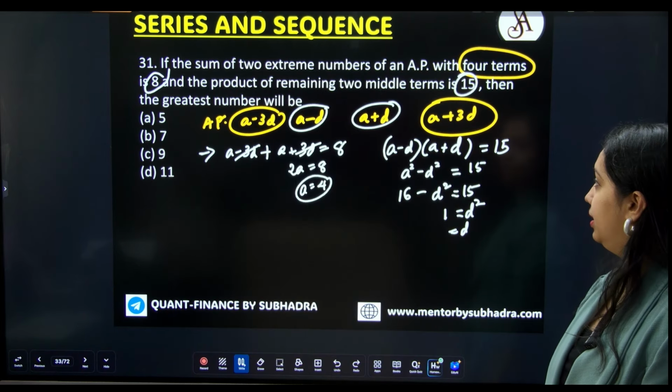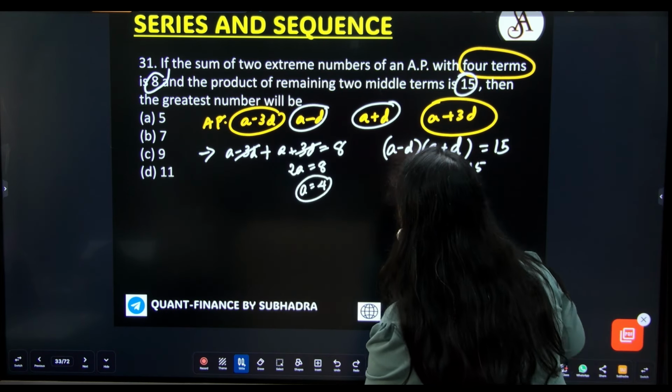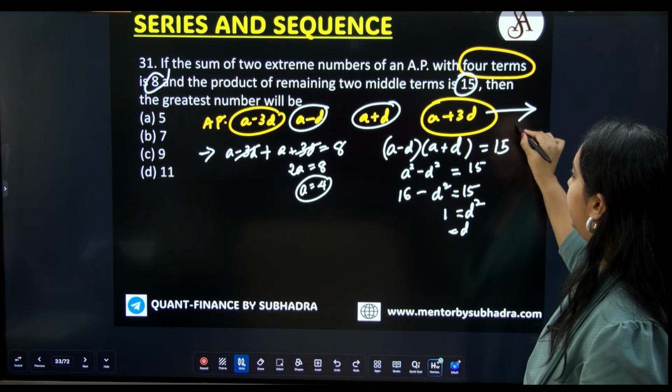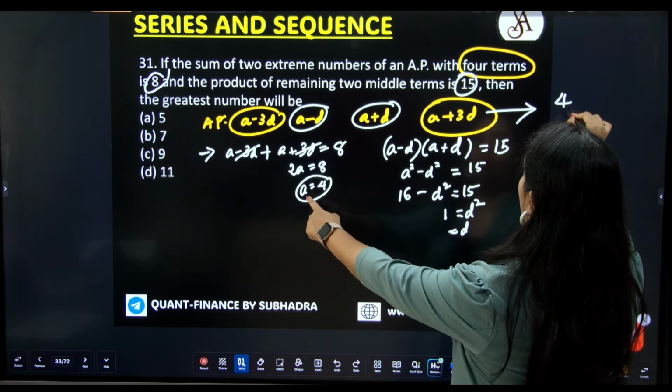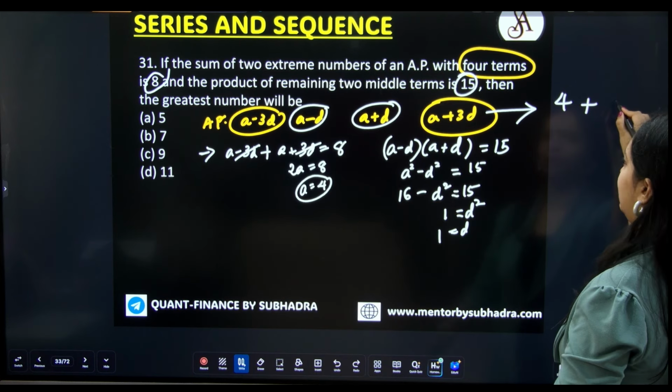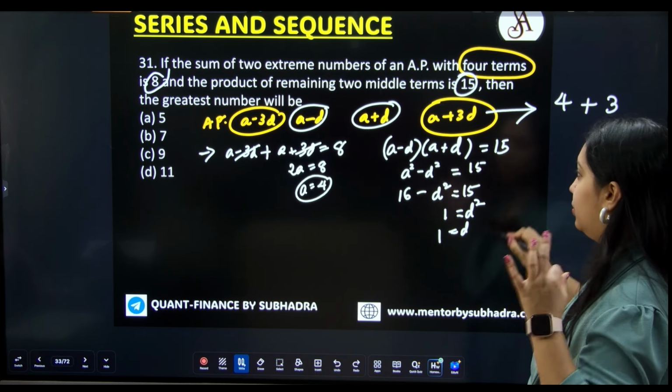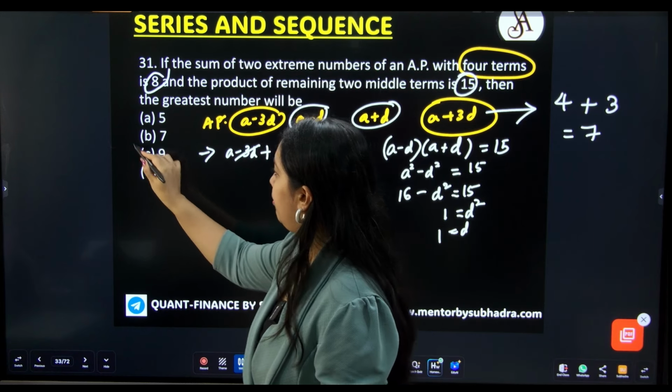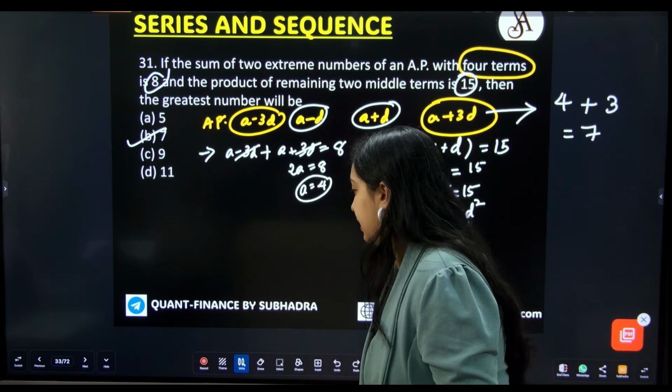Greatest number. They are asking for the greatest value. Greatest value is this last term, A plus 3D. What is the A value? I got 4. What is 3D? D value was 1, correct? 3 times D is 3 times 1, which is equal to 3. So the greatest number is 4 plus 3, which is equal to 7. Option B is correct.